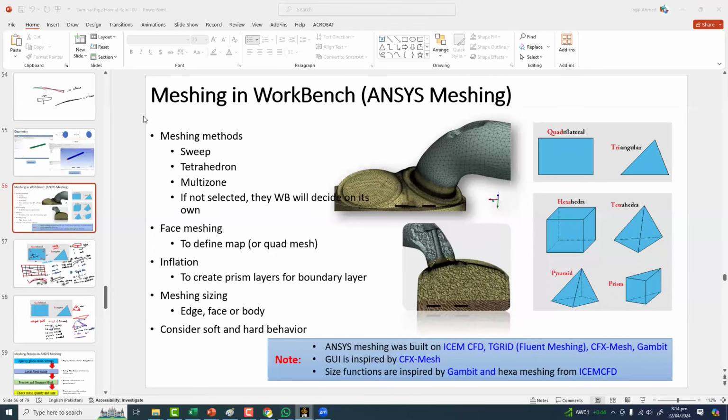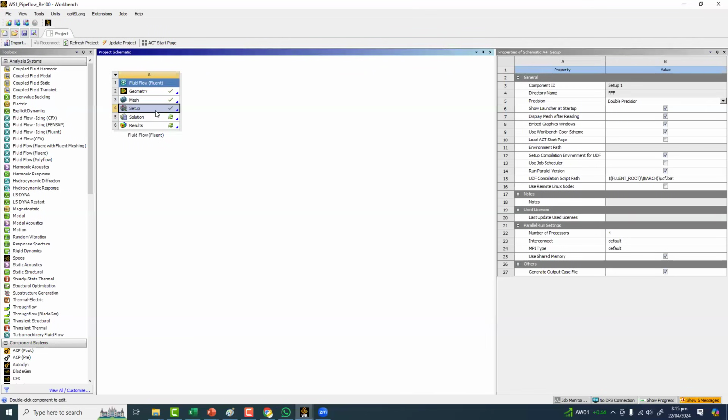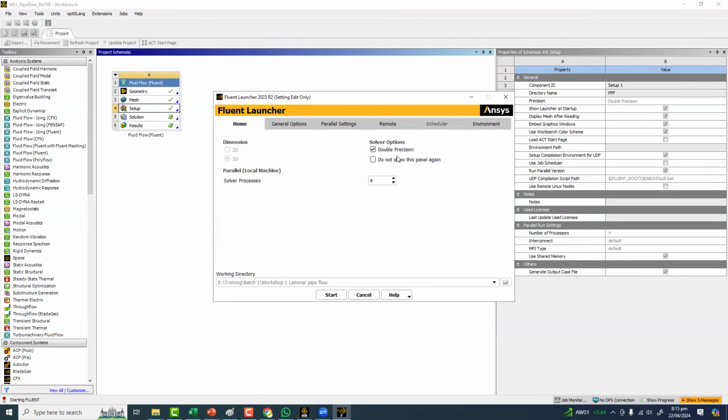Now the next thing is that we have to double click on the setup and open it inside Fluent. For this simple problem, I don't require double precision. The 32-bit system is okay for this problem. This is a very simple problem. And for the number of processors, let's discuss this thing, okay?